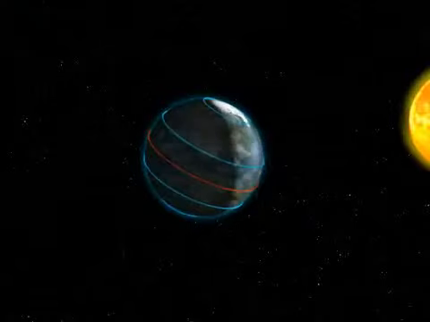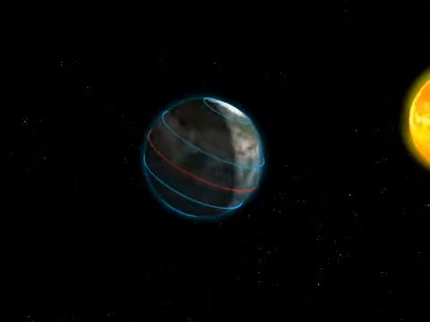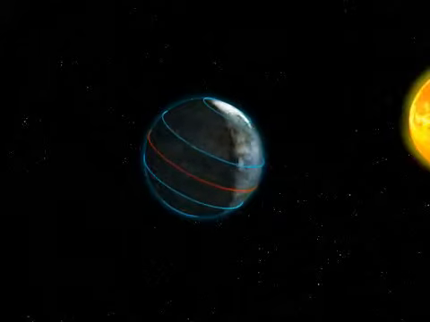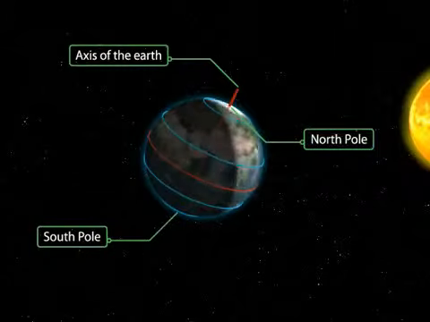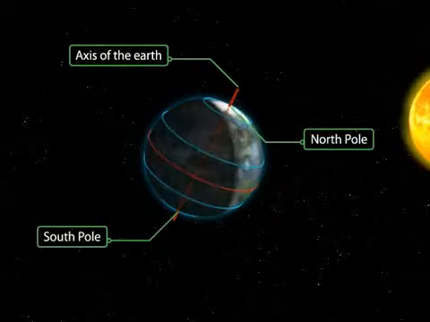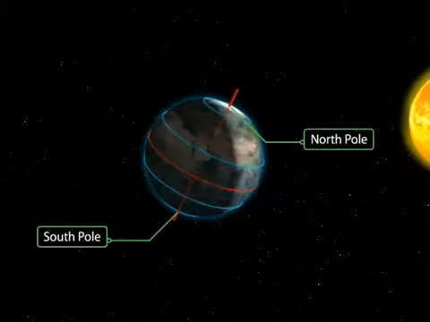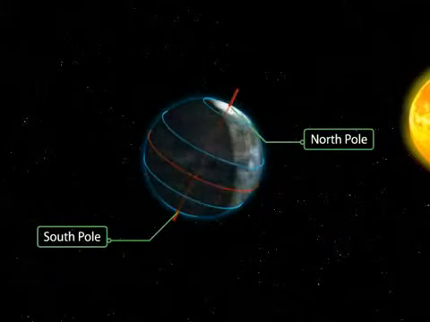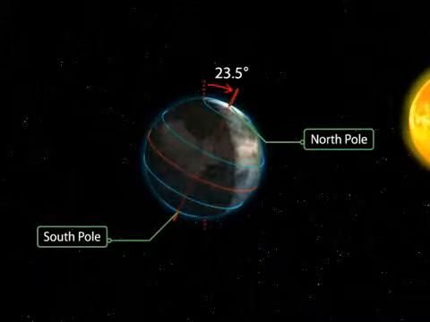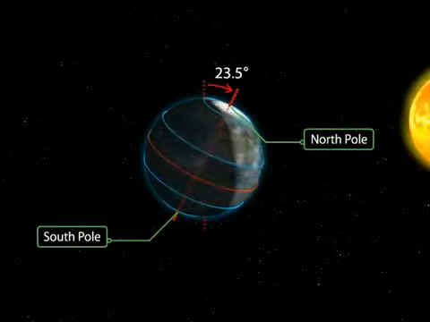The axis of the Earth is an imaginary line on which the Earth rotates. It links up the two poles. Both the axis and the Earth are tilted at an angle of 23.5 degrees during a revolution.